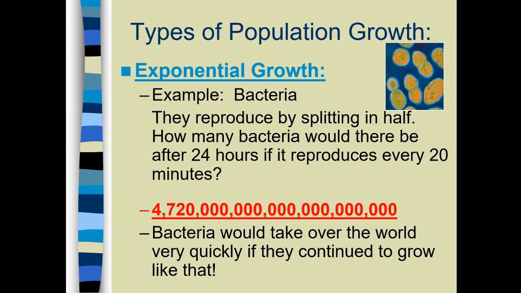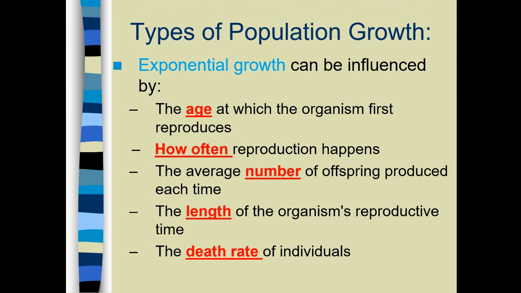Bacteria would be able to very easily take over the world if they continued to grow like that and always grew like that. So we know that exponential growth can't go on forever for any population, because there's just not enough space here on Earth for that many living things if we all kept going through exponential growth forever. So what types of things affect whether or not exponential growth happens and how much happens?